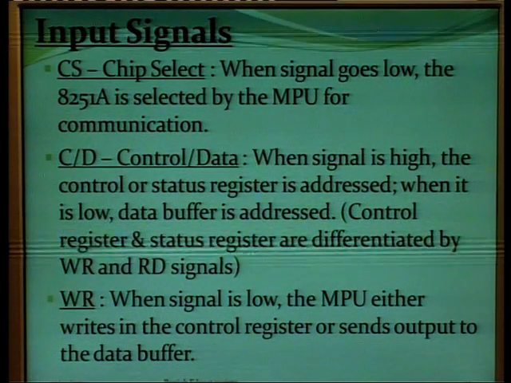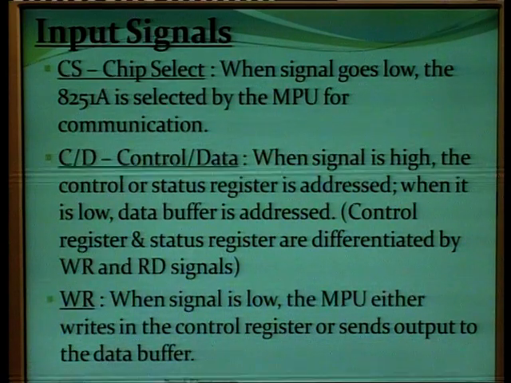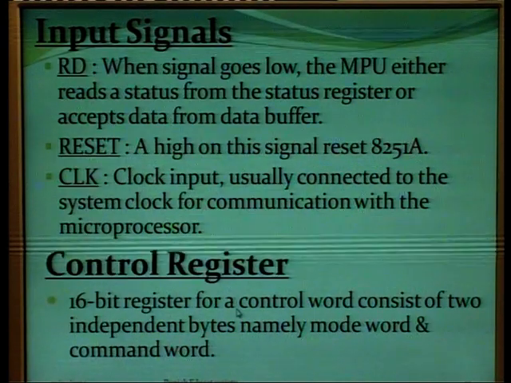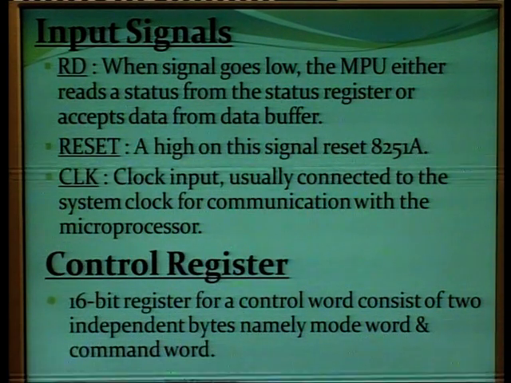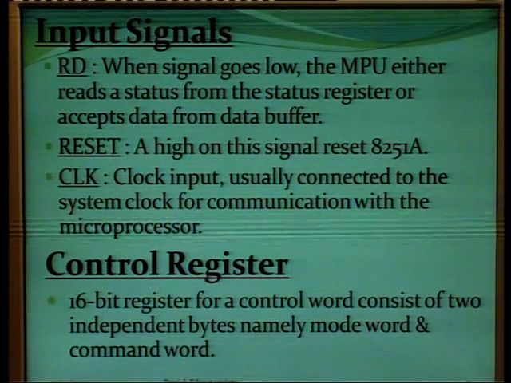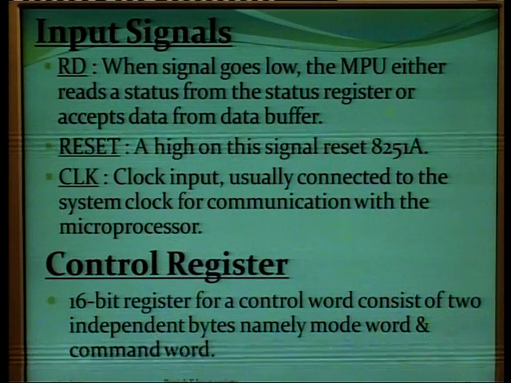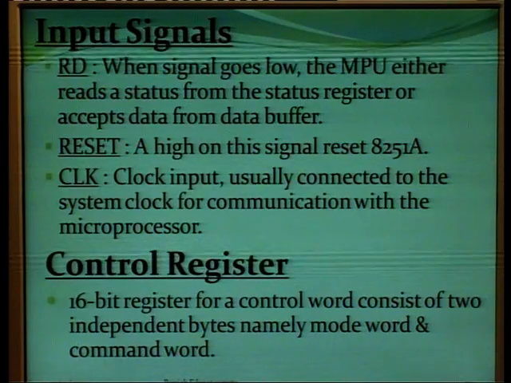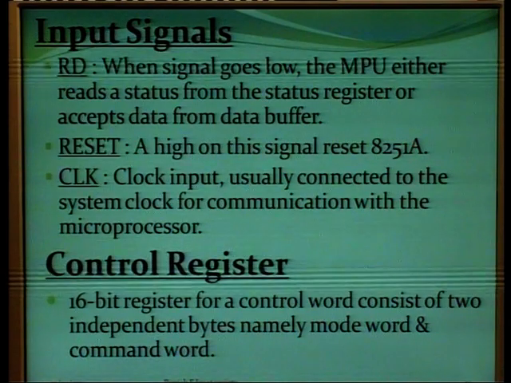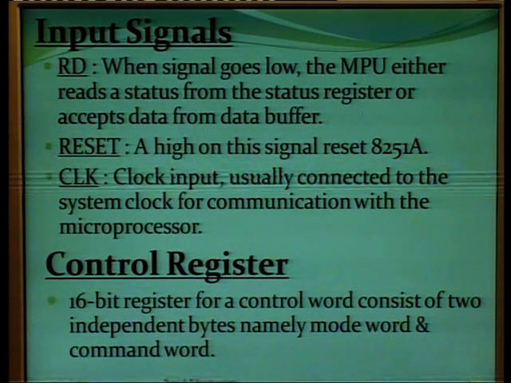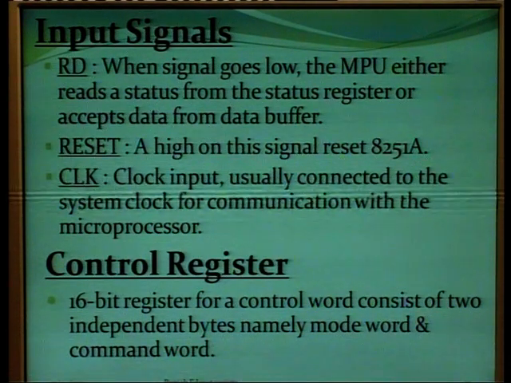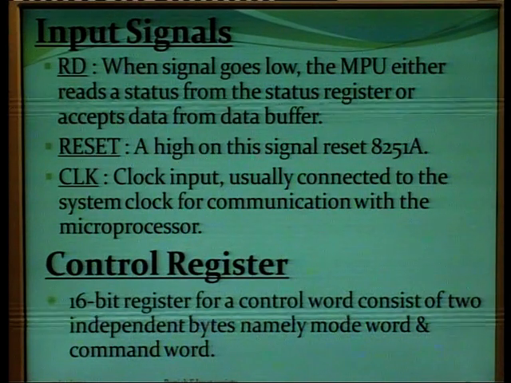Write signal: when this signal is low, microprocessor unit either writes in the control register or sends output to the data buffer. Read: when this signal goes low, microprocessor unit either reads from the status register or accepts data from the data buffer. Reset: a high on this pin is used to reset 8251. Clock: this is the clock input, and this is usually connected to the system clock of 8085 microprocessor.